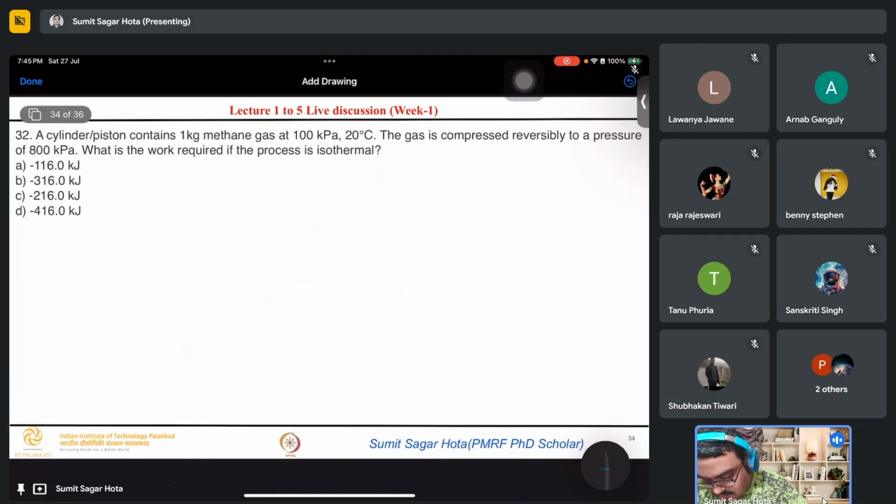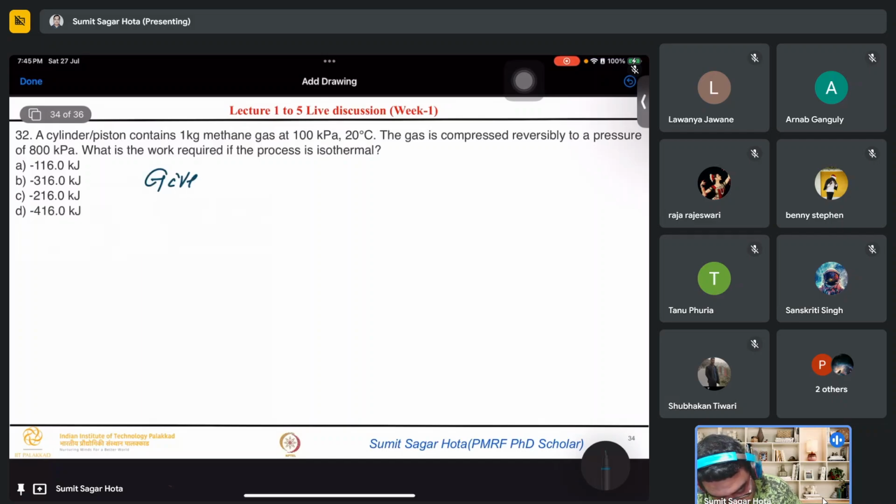Okay, one more problem. A cylinder piston contains 1 kg methane gas at 100 kilopascal and 20 degrees Celsius. The gas is compressed reversibly to a pressure of 800 kilopascal. What is the work required if the process is isothermal? Here also the same question, we have to use the first law, and one assumption is given, that is isothermal process.